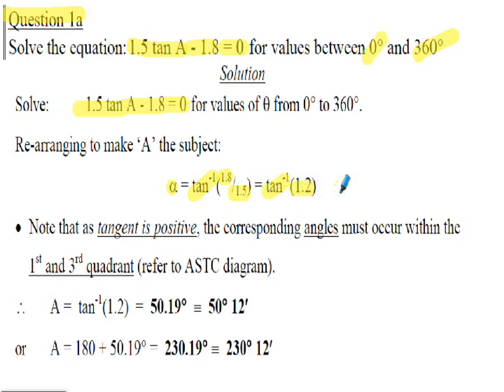Now again, thinking of our ASTC diagram here, tangent is positive in the first quadrant and in the third quadrant. So the first value of A I'm going to get here is the value given above. Tan to the minus 1 of 1.2 gives me 50.19 degrees. That's my first value of A. Thinking to my ASTC diagram, in the third quadrant I will find a positive ratio for tan. So I will get an A of 180 plus 50.19 degrees. So I get 230.19 degrees as my second solution.